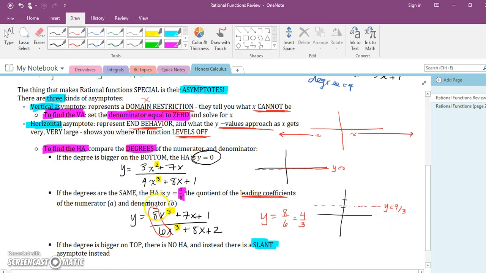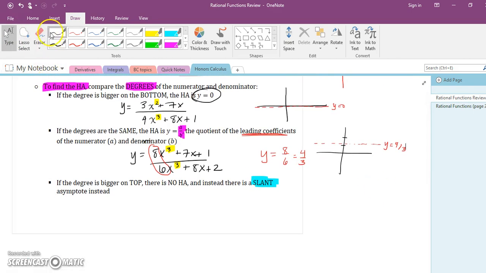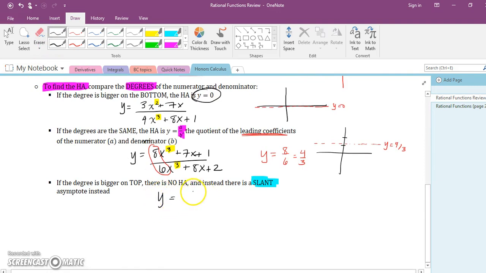If the degree is bigger on top, there will not be a horizontal asymptote. Instead, there's something called a slant asymptote, which is the third kind of asymptote.